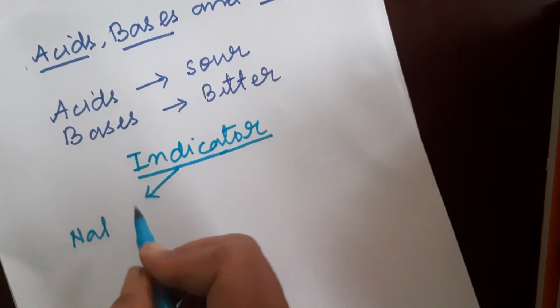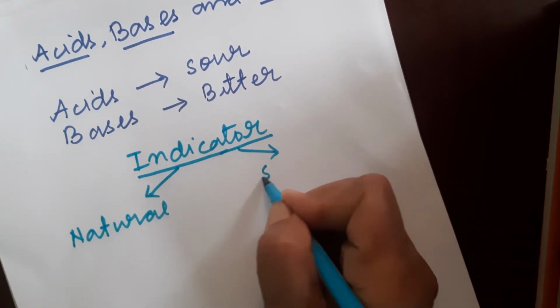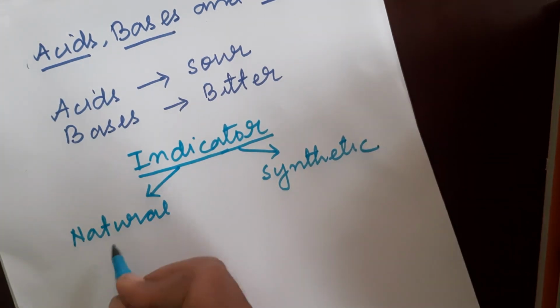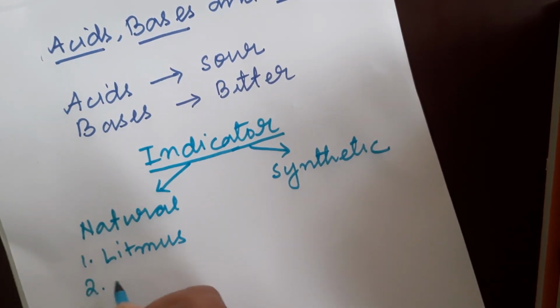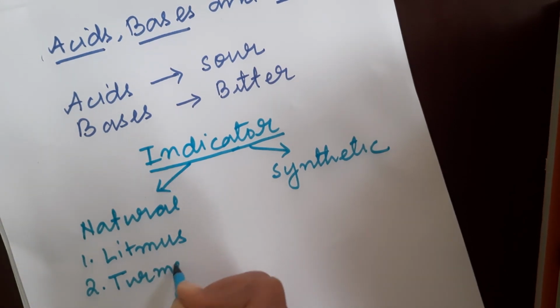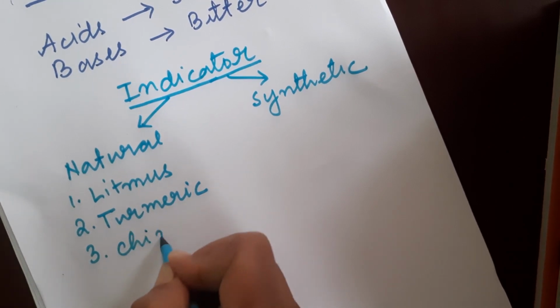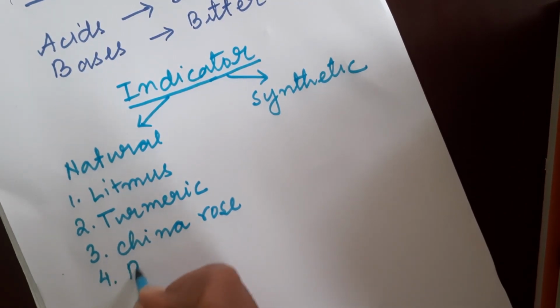Now, indicator can be of two types. Indicator can be natural or it can be synthetic. Among natural indicators, you have to read about litmus, turmeric, China rose and red cabbage.